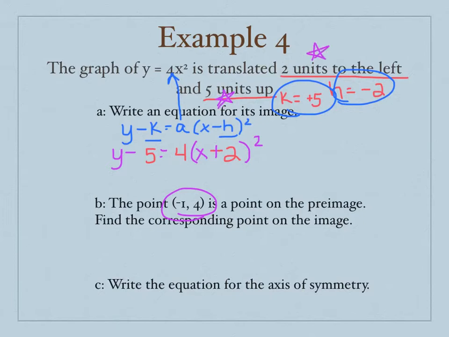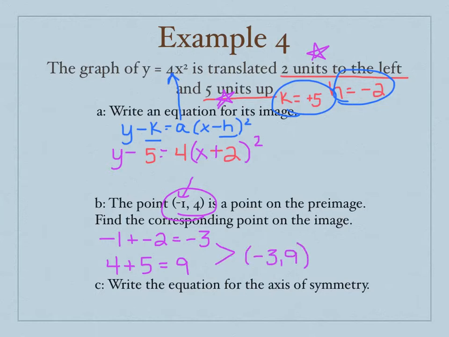Okay? So I'm going to take the -1 from this point, and I'm going to add to it the h value, because the h value is moving me left and right. So I'm going to do -1 plus -2, and I get -3. And then I'm going to take the 4, which is my y value, and add my k value to it, because the k is the one that goes with the y. So 4 plus 5 equals 9. So my new coordinate would be (-3, 9).